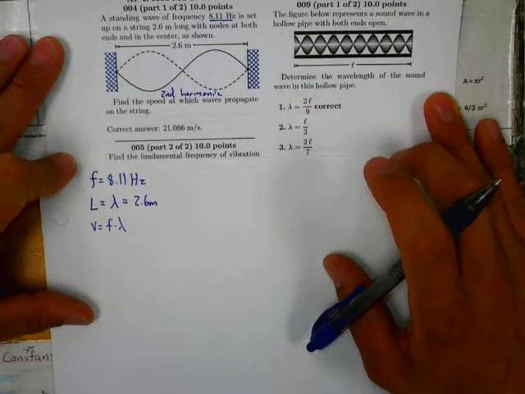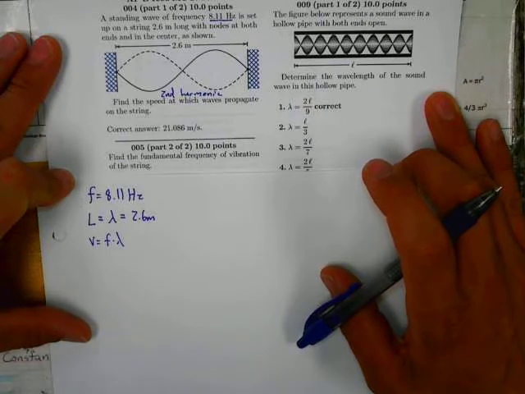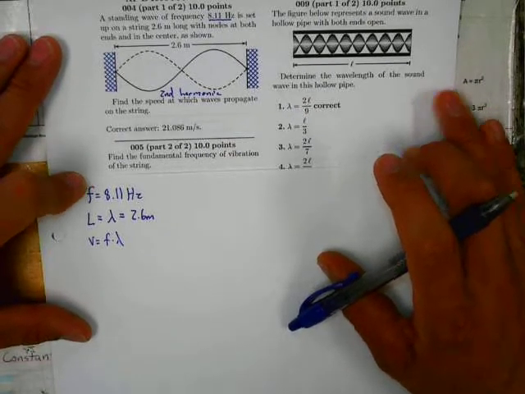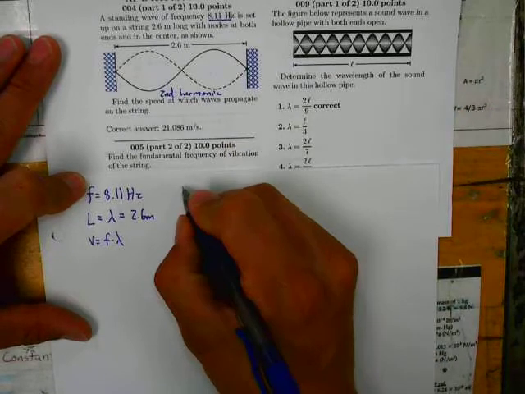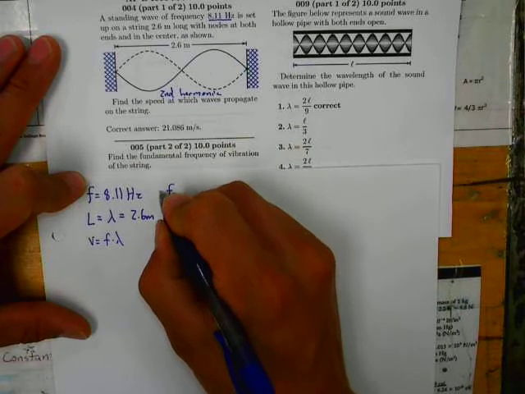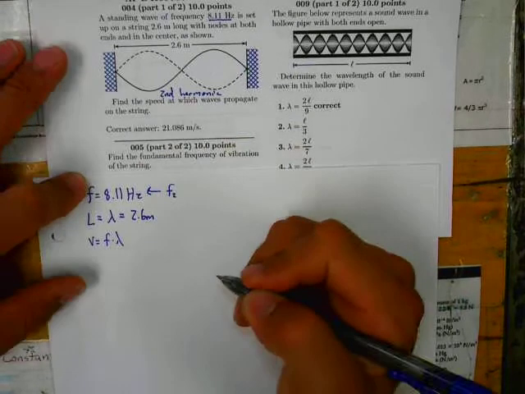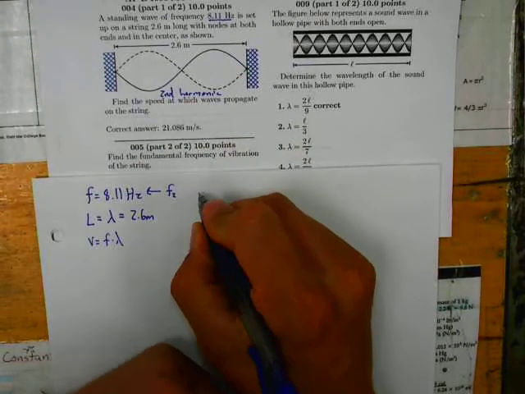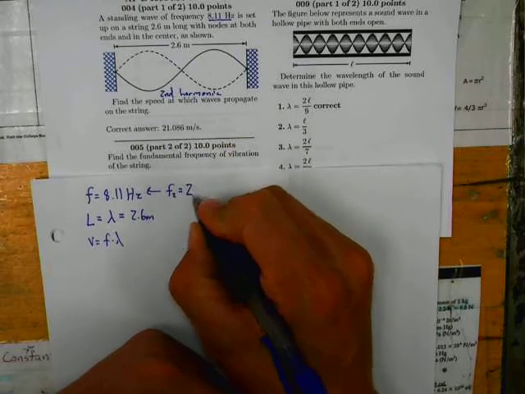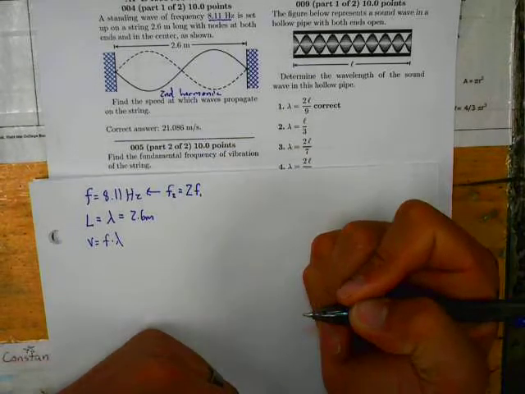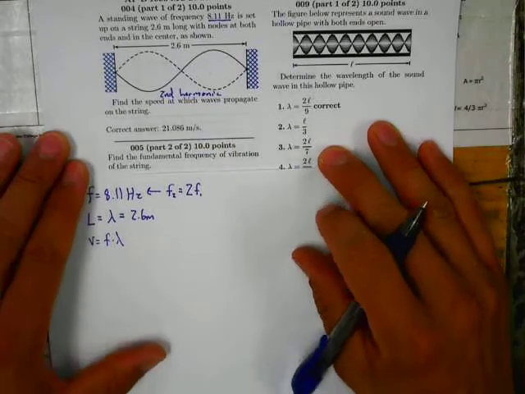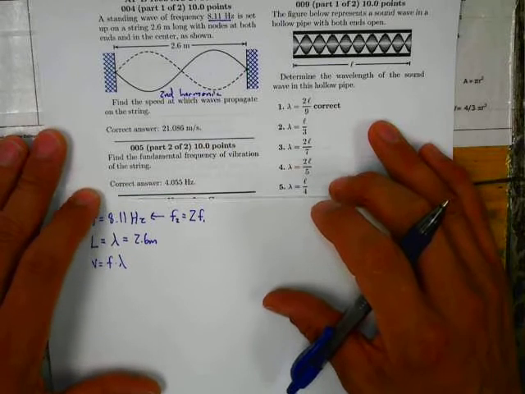All right, next part. Find the fundamental frequency of the string. Okay, so we decided that this was called F2 right here, 8.11. So we know that F2 is equal to 2 F1s. And then all we have to do is divide to get to the fundamental. And I'll let you take it from there on that.